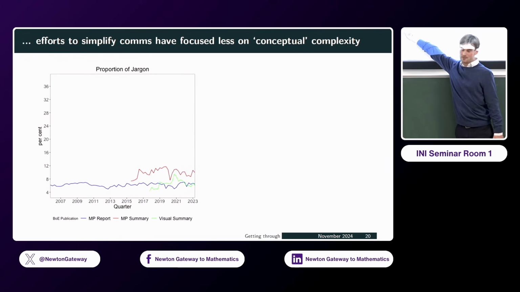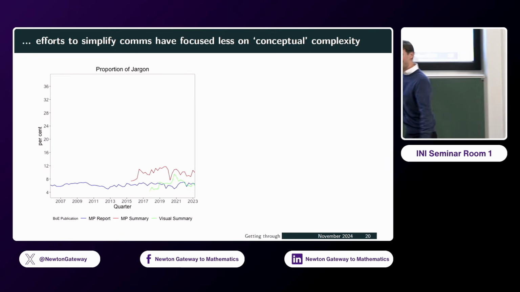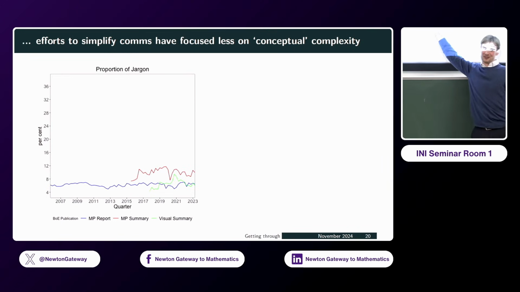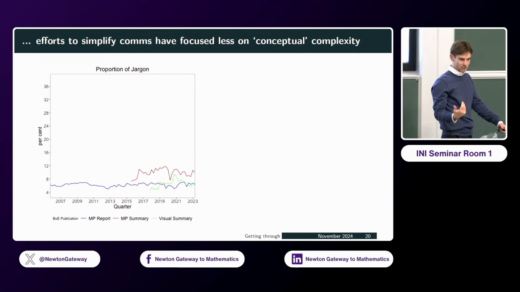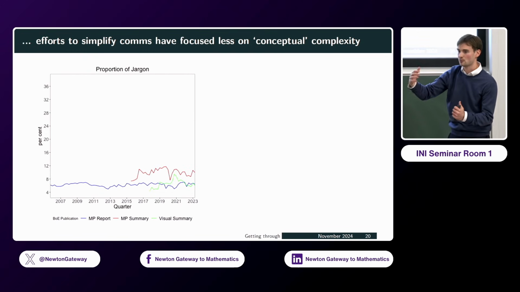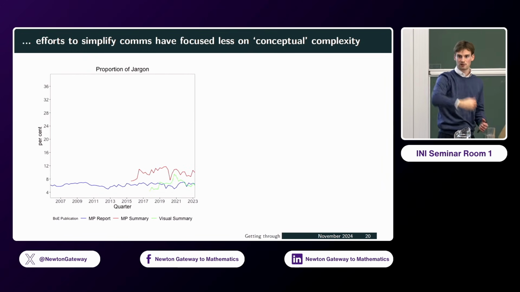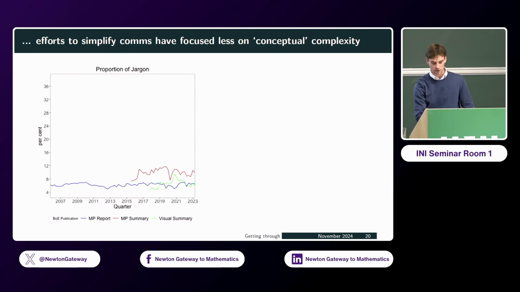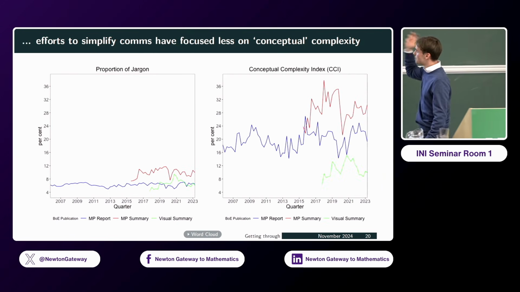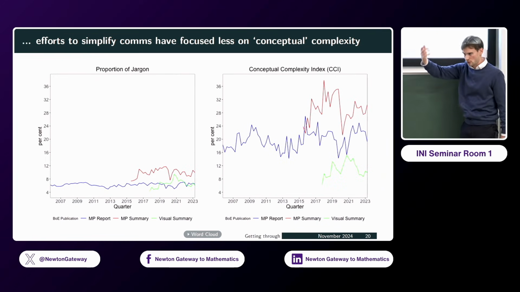That's not visible here. And concerningly, this green line, the visual summary, which is meant to be more relatable, well, maybe it's not that more relatable than the flagship blue quarterly publication. This, in terms of the proportion of jargon, we then adjust for these other two dimensions of complexity, right? So the breadth and range of jargon terms in the different topics. We produce this conceptual complexity index, which captures those other dimensions.